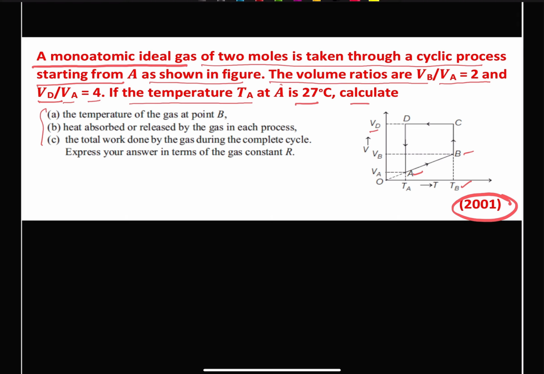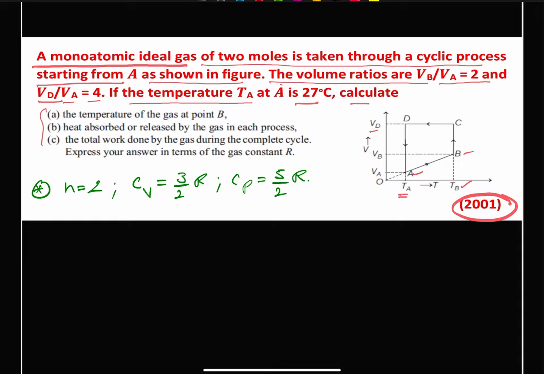And we are given the temperature at A, so TA is given to us, and the volume ratio for our various points is also mentioned to us. Basically we have a monoatomic gas and we have 2 moles. So the number of moles, N, is equal to 2, and since it is monoatomic, we can write that CV is equal to 3 by 2 times R, and CP is equal to 5 by 2 times R.